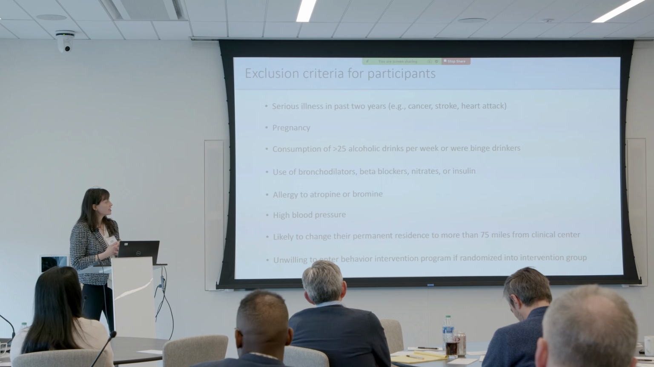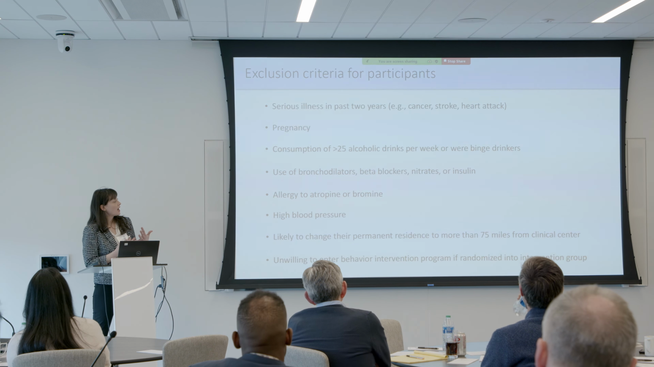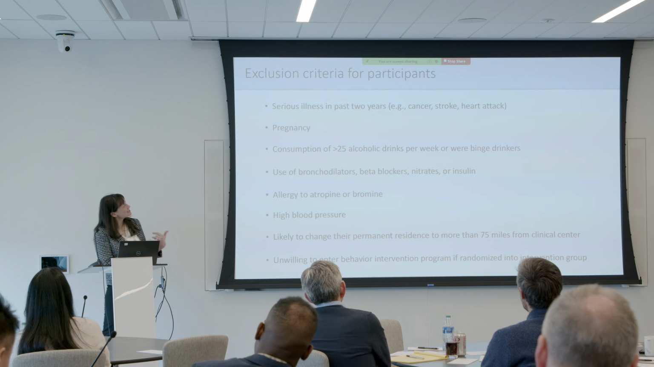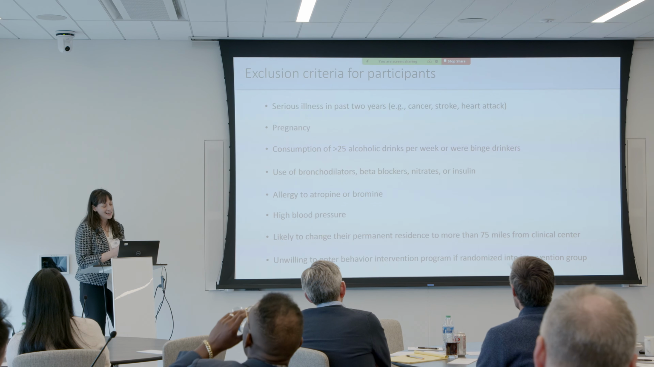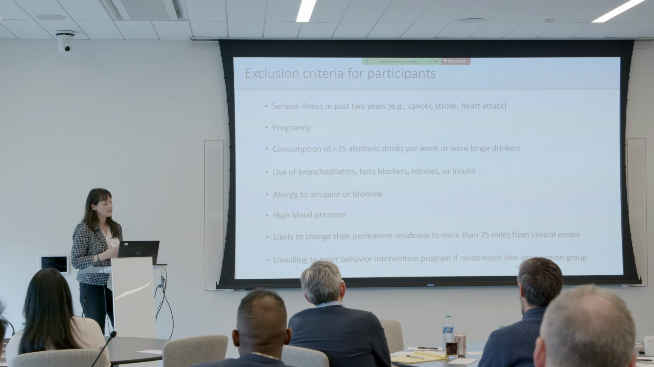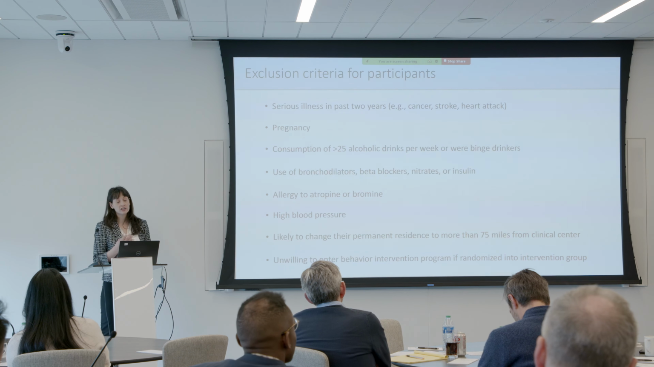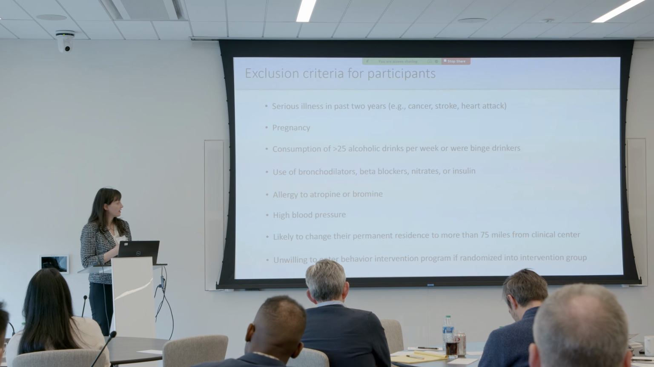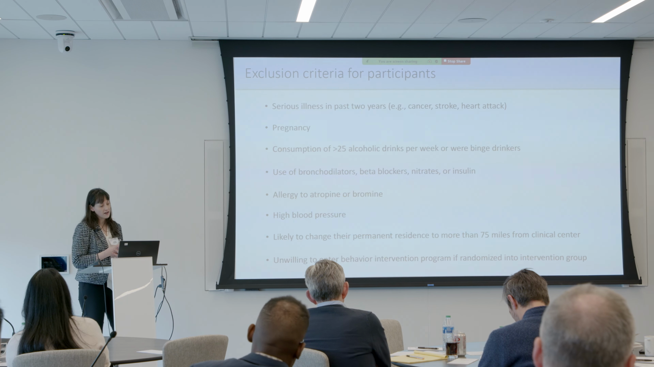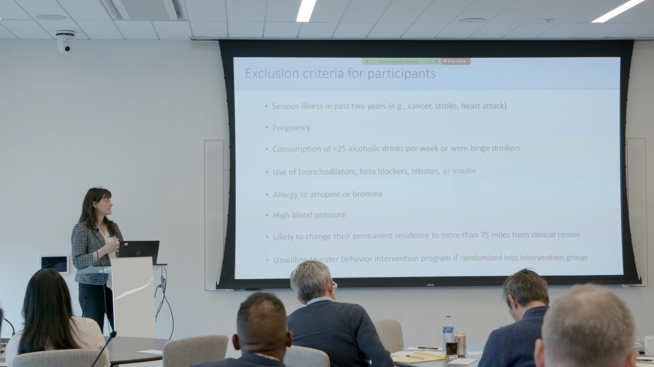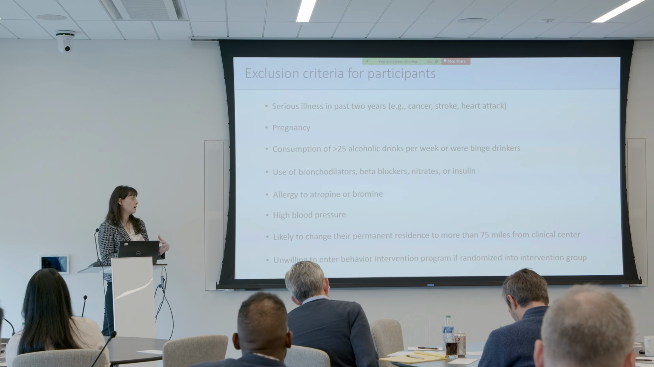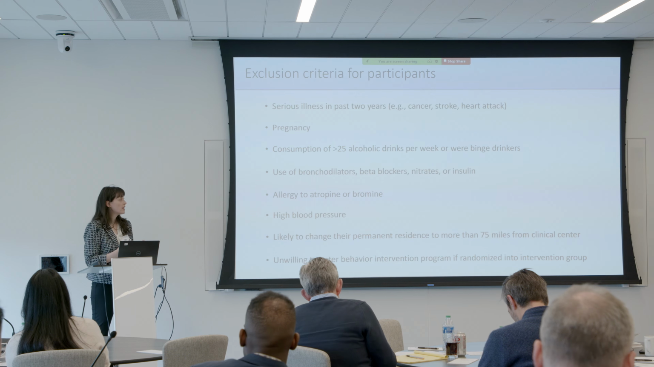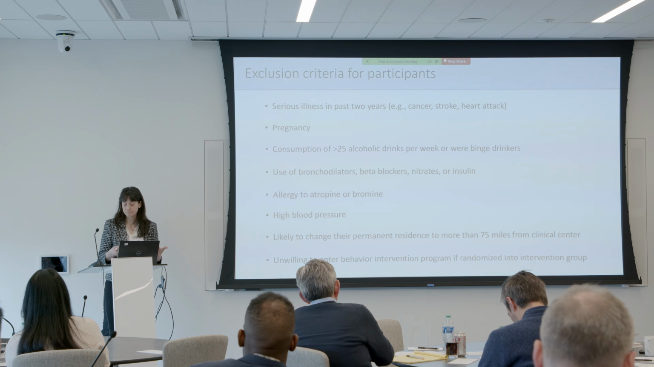There were several exclusion criteria. I won't spend too much time on this slide, but these had to be relatively healthy, heavy smokers. So no serious illness in the past 2 years. They couldn't be pregnant. They couldn't be binge drinkers, so consuming over 25 alcoholic drinks per week. They couldn't currently be using a bronchodilator. They couldn't have an allergy to atropine or bromine, which was what was in the inhaler. They couldn't have high blood pressure. They had to be likely to stay close to the treatment facility, so unlikely to move. And they had to be willing to enter this behavior modification program. So these were also smokers who were motivated to quit.